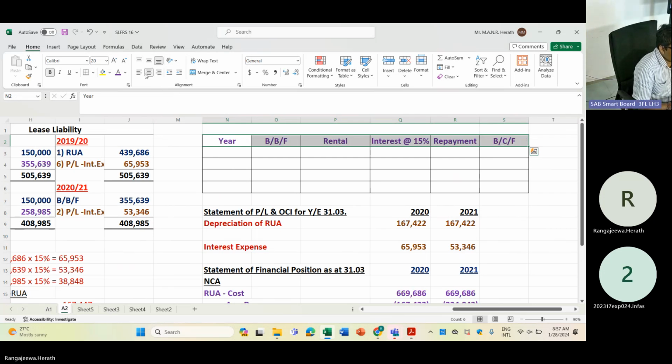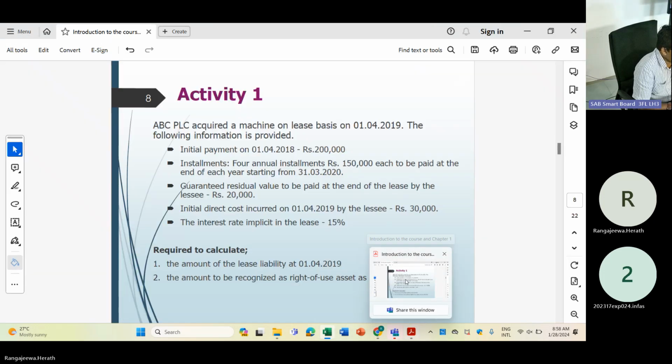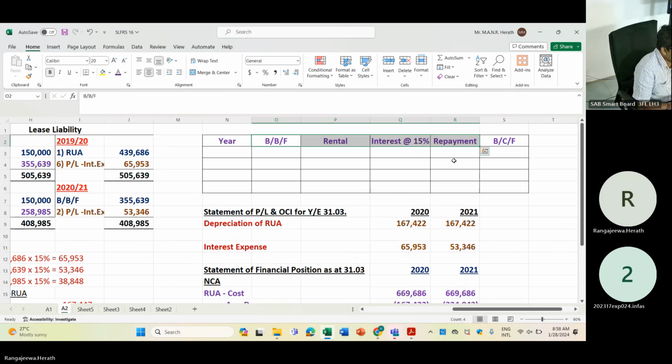Here, brought forward, rental, the interest rate is given as 15%. Repayment and balance carrying. This period 4 years.